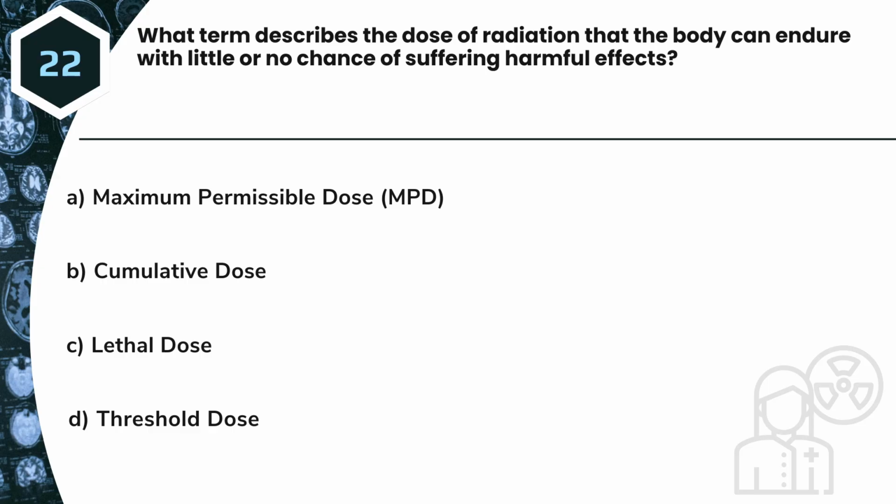Question 22. What term describes the dose of radiation that the body can endure with little or no chance of suffering harmful effects? A. Maximum permissible dose, MPD. B. Cumulative dose. C. Lethal dose. D. Threshold dose.